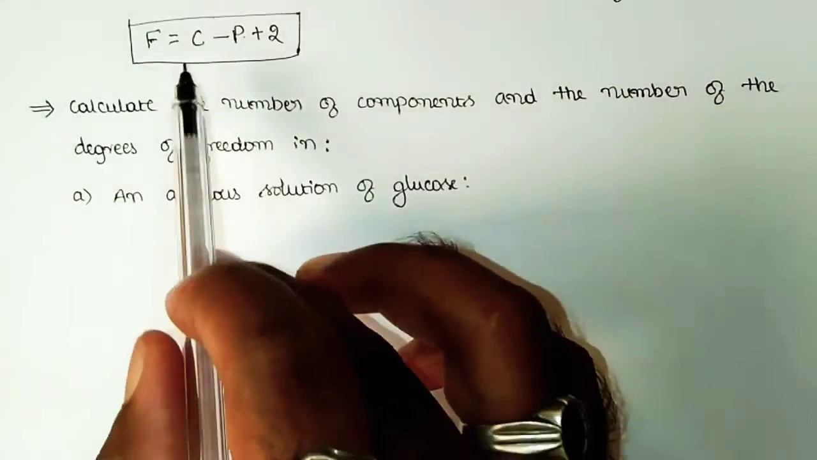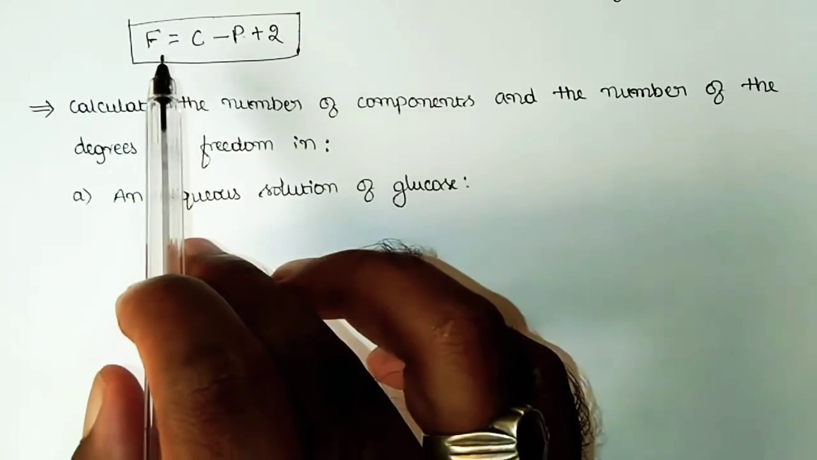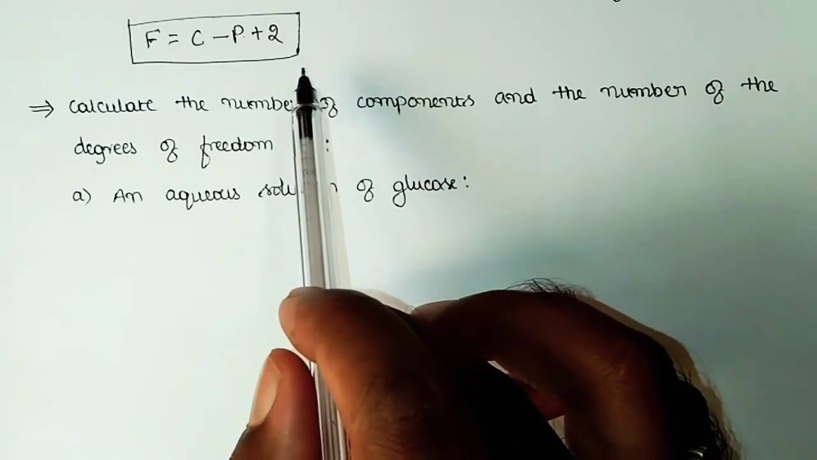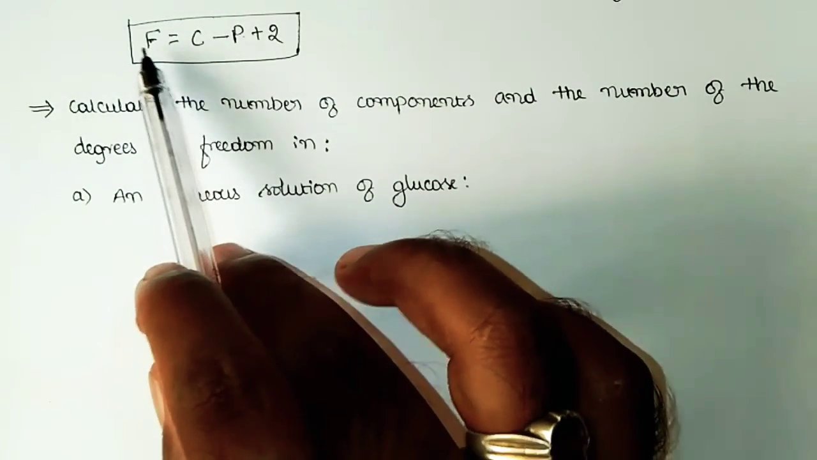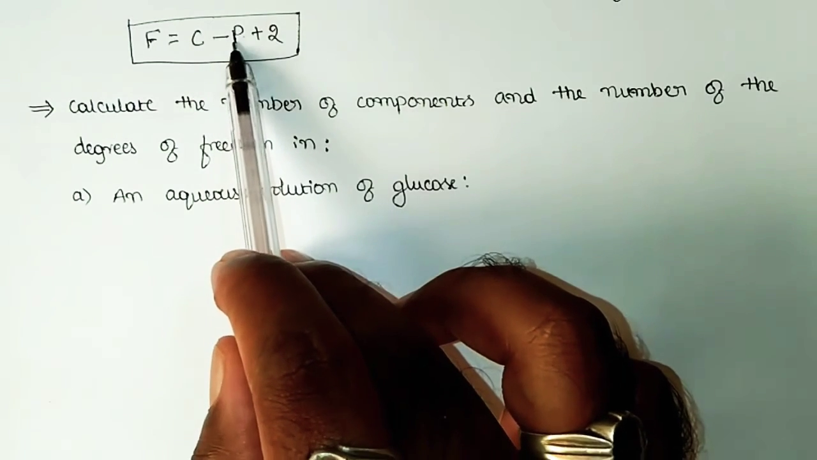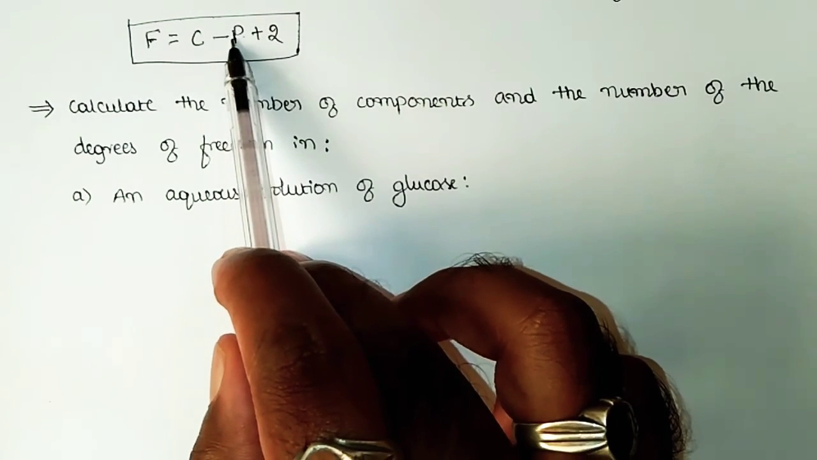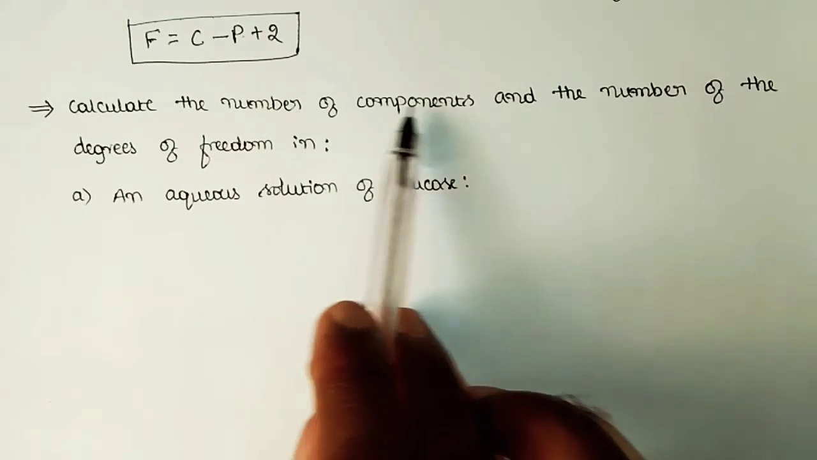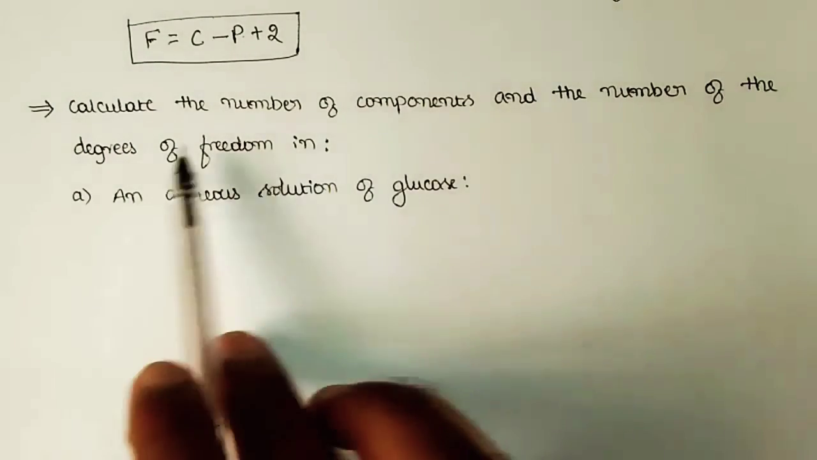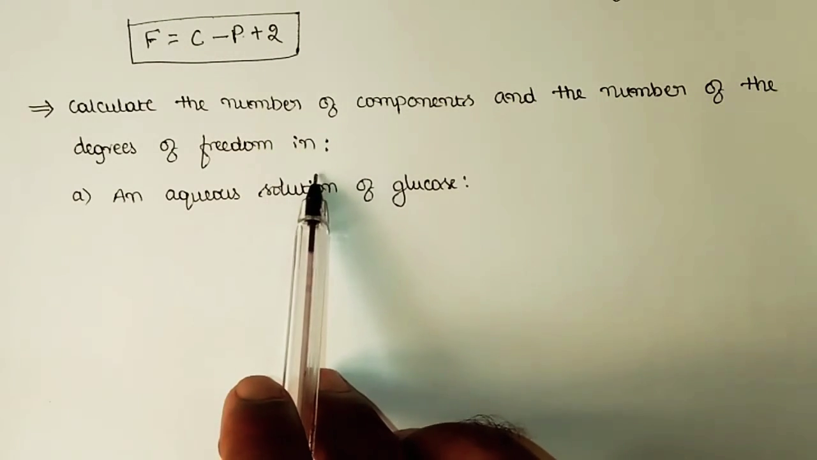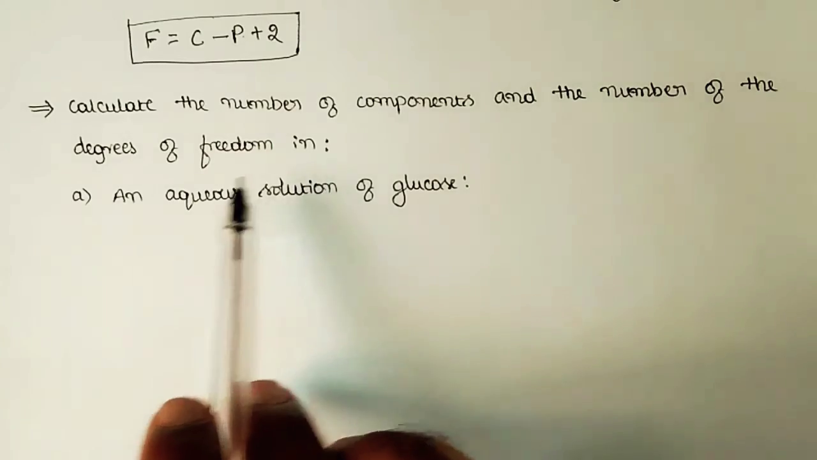So now we have the equation for Gibbs phase rule, that is F equals C minus P plus 2. By using this mathematical formula, we shall try to calculate the number of degrees of freedom by knowing the number of components and number of phases that are present in a given system. So here is a problem. We need to calculate the number of components as well as the number of degrees of freedom in our first problem, that is an aqueous solution of glucose.